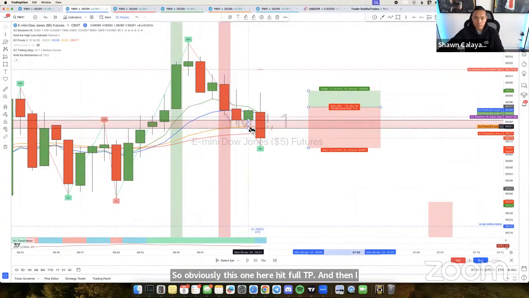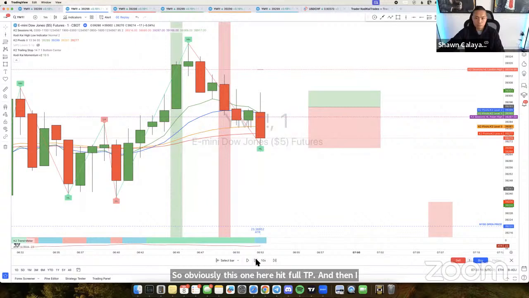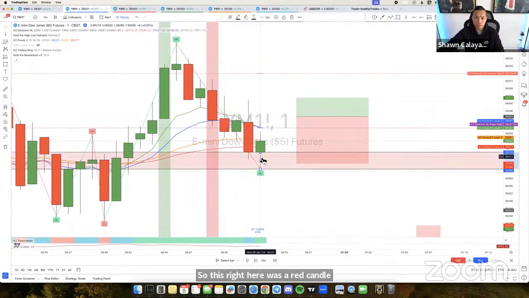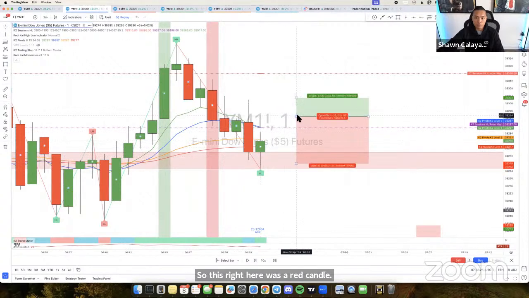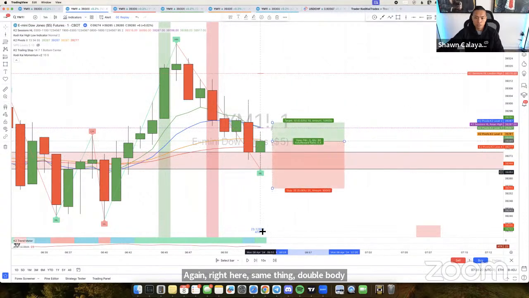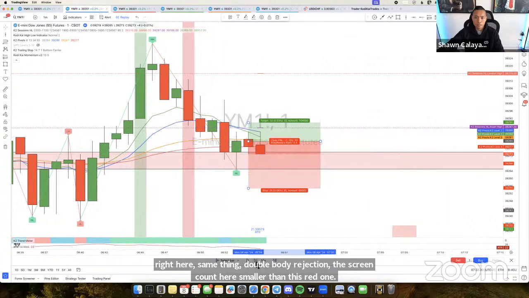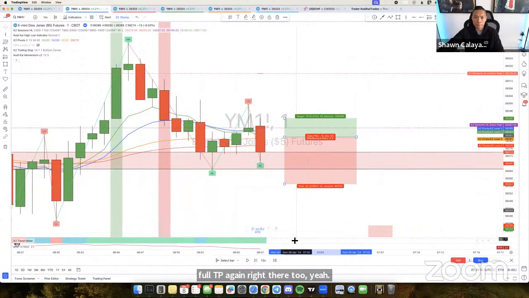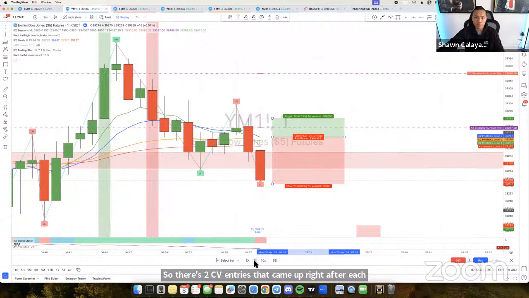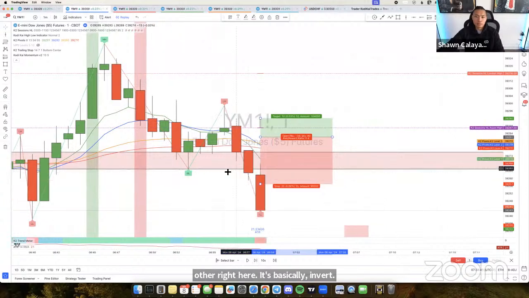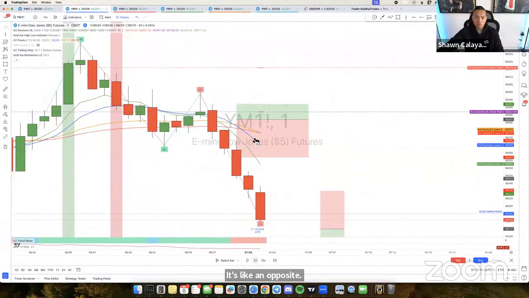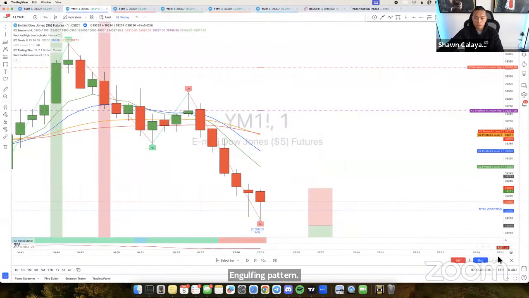And then I think there was another one that happened right after it. So this right here was a red candle. Again, right here, same thing, double body rejection. This green candle here is smaller than this red one. Another CV entry right there, and I think it did hit full TP again, yeah. So there's two CV entries that came up right after each other. It's basically like an opposite engulfing pattern. Because people typically look for the bigger one, but we're looking for the smaller one.